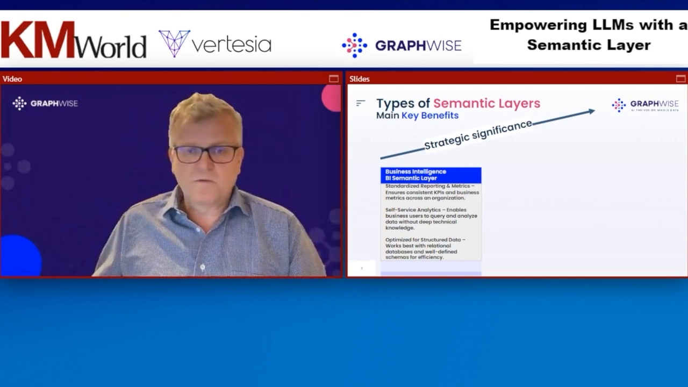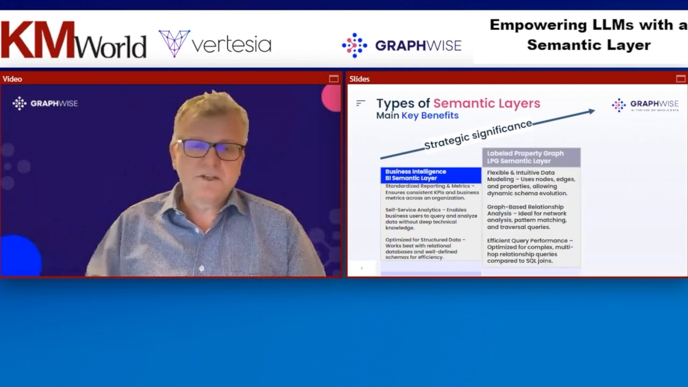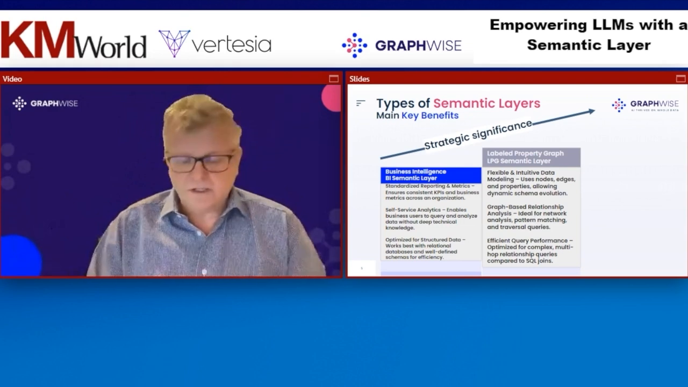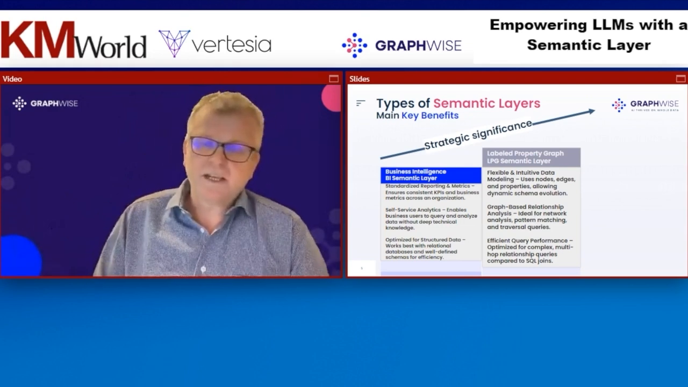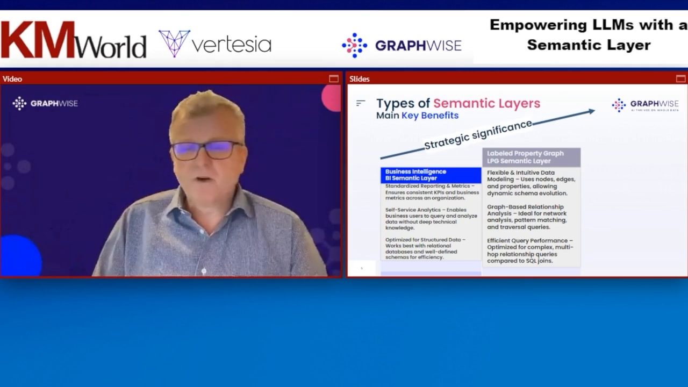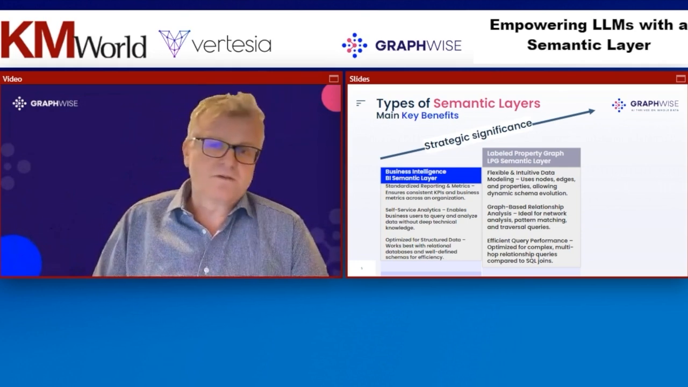So I guess what Grant was presenting just before is the good old business intelligence BI semantic layer, which does a great job when we talk about structured data, databases, tables, fine. But as soon as it comes to, let's say, multimodal data, you start looking into graph.